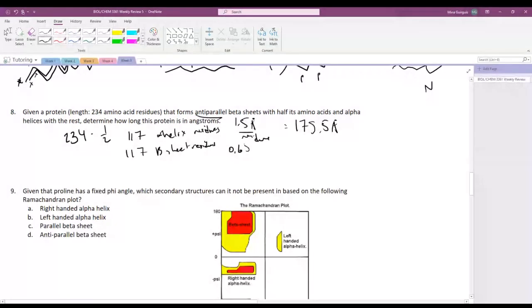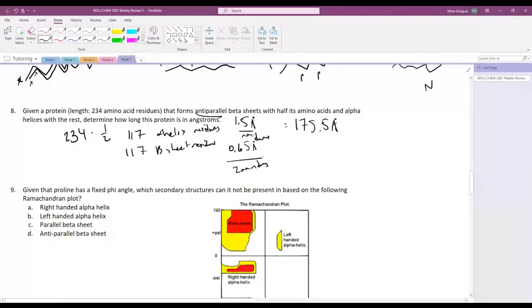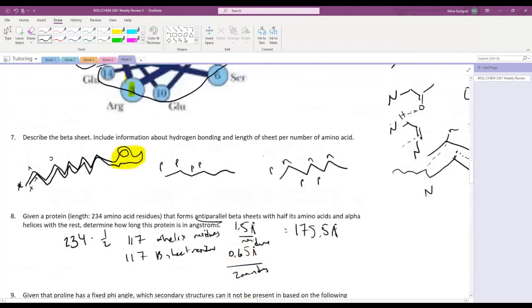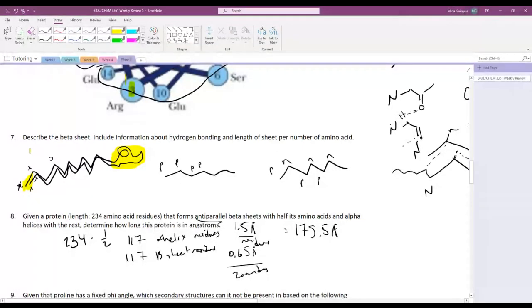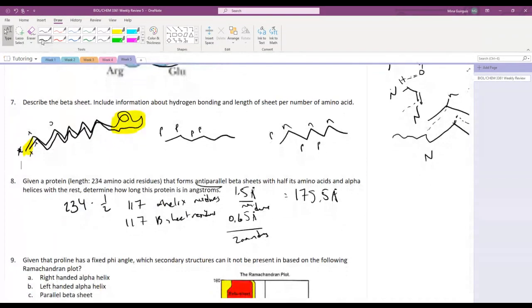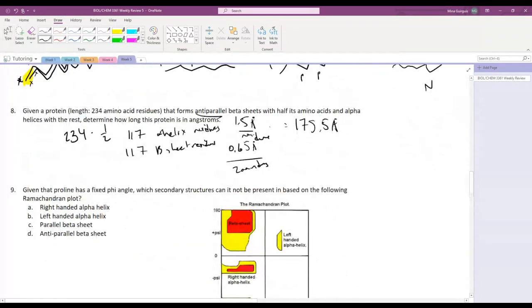0.65 angstroms per 2 amino acid residues. And the reason that it's 2, I hope makes sense, is that we're talking about 2 sheets stacked on top of each other. So it's 0.65 per single residue, but because there are 2 stacked on top of each other, that's why we get that number, okay?